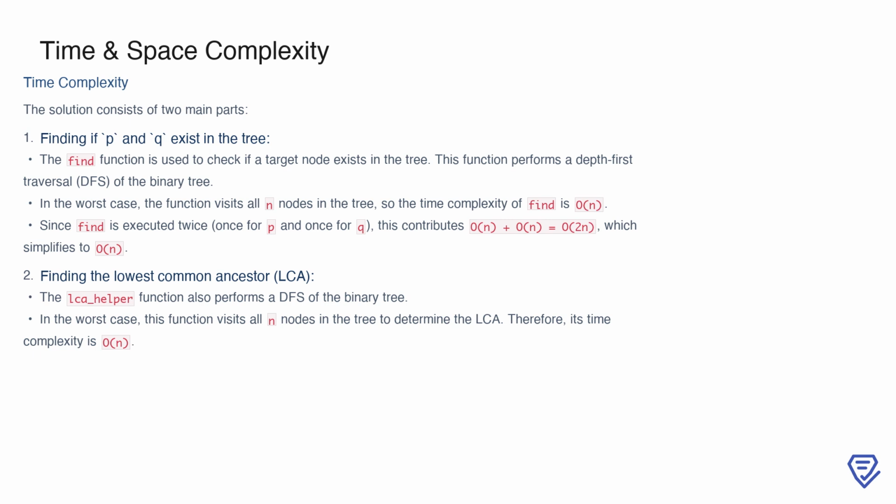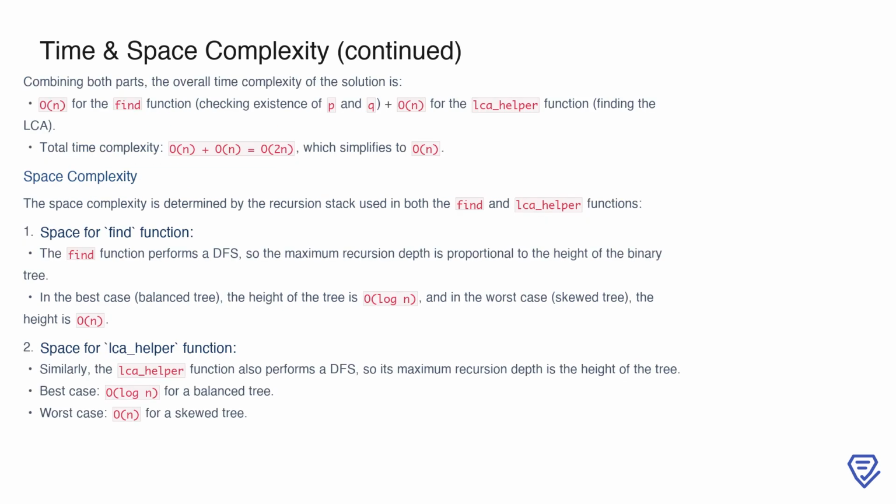Next, we move to the part where we actually find the lowest common ancestor, or LCA. For this, the LCA_helper function is used, which also employs a depth-first traversal of the tree. Similarly, in the worst case, this function could visit all n nodes, making its time complexity O(n) as well. Now, when we combine these two parts, the total time complexity of the solution becomes the sum of O(n) for the find function and O(n) for the LCA_helper function. This gives us O(n) plus O(n) equals O(2n), which simplifies to O(n).